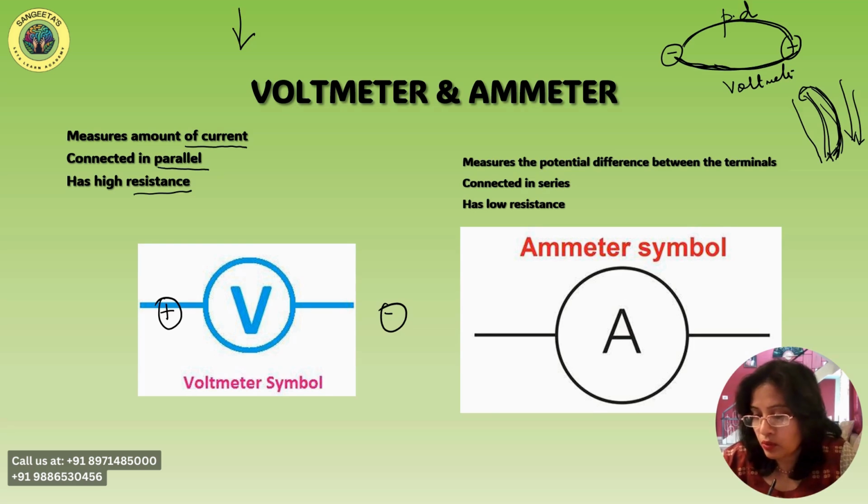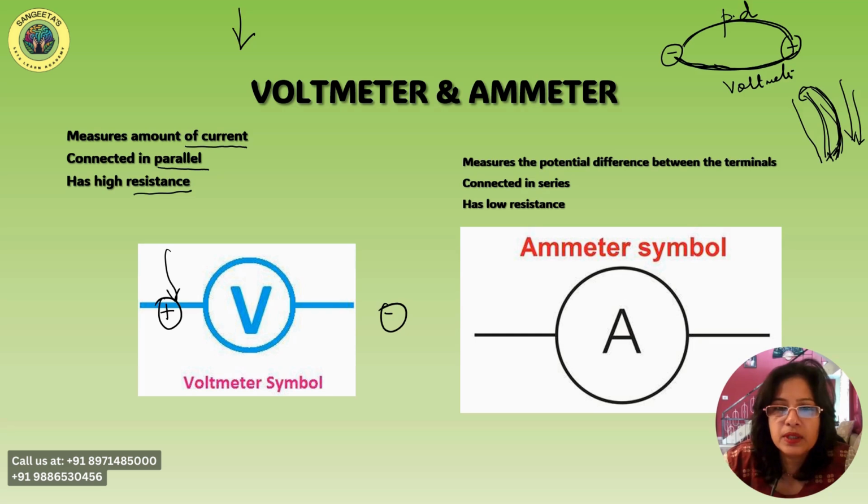A question is also asked about why you have a positive and a negative symbol in the voltmeter. It is because the positive sign at one end indicates the current must enter through this terminal. So the current will enter through this.